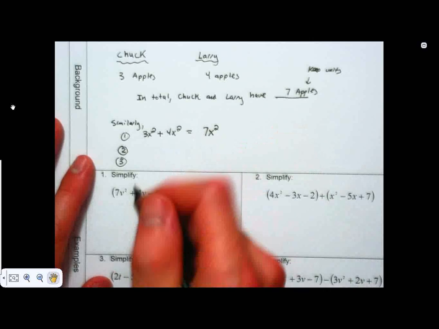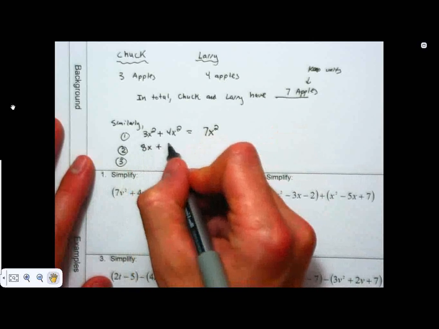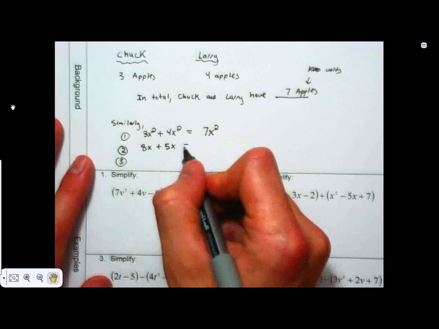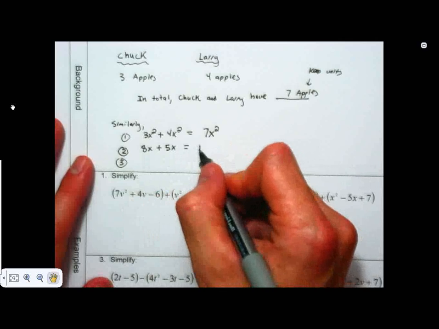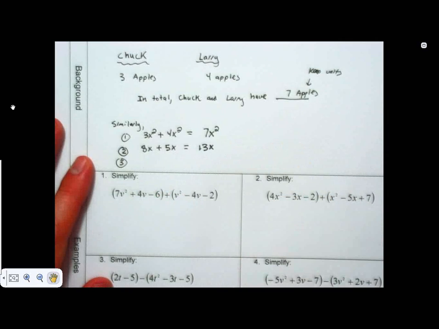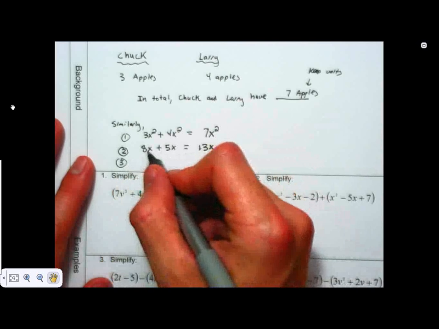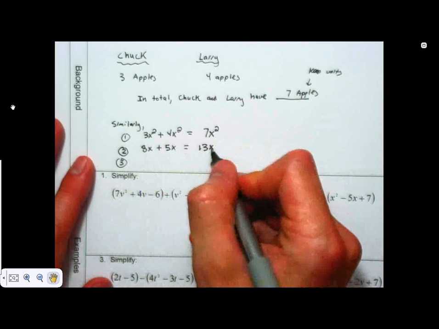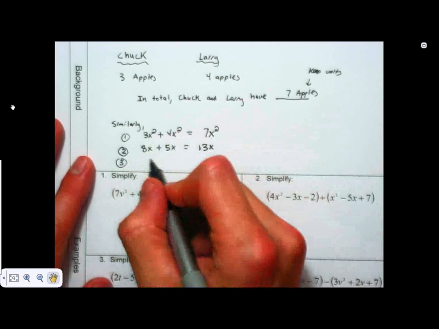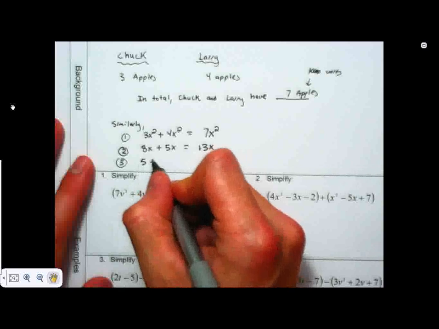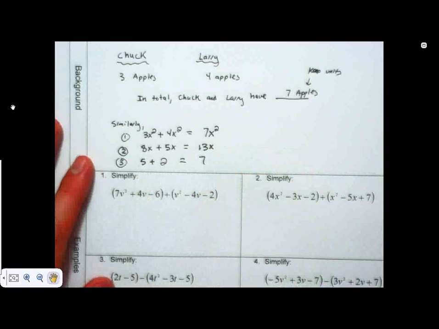Okay, it's also similar if I just had x's. So if I have 8x plus 5x, okay, again, these are like objects. I'm adding x's with other x's. So my final answer is going to be 13 x's. Okay, so notice that when I add x's with other x's, I end up with x's. When I add x squareds with other x squareds, I end up with x squareds. Okay, when I add numbers with other numbers, I end up with just a number.